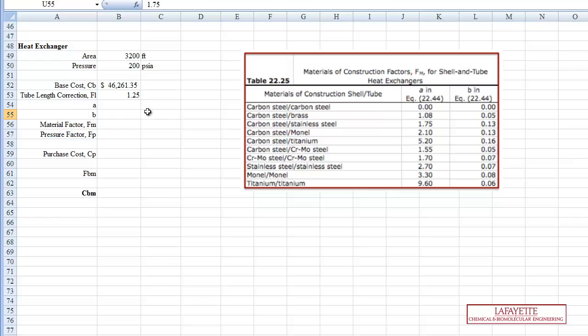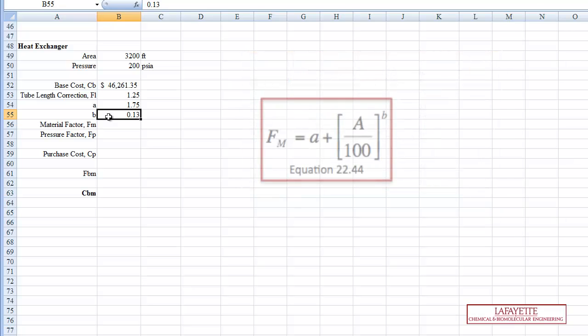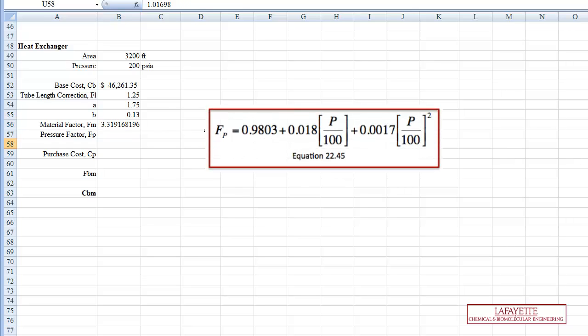Consulting the following table will yield values for two variables, A and B, which will be used in subsequent equations, making sure to choose the appropriate material of construction. In this case, the shell is carbon steel and tubes are stainless steel. Then, via the following equation, the material factor, FM, can be calculated. According to the pressure given in the problem statement, use this relationship to calculate the pressure factor.